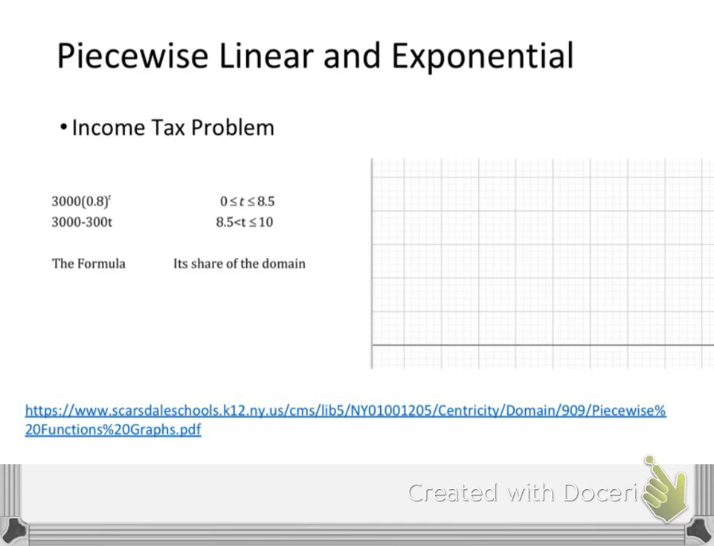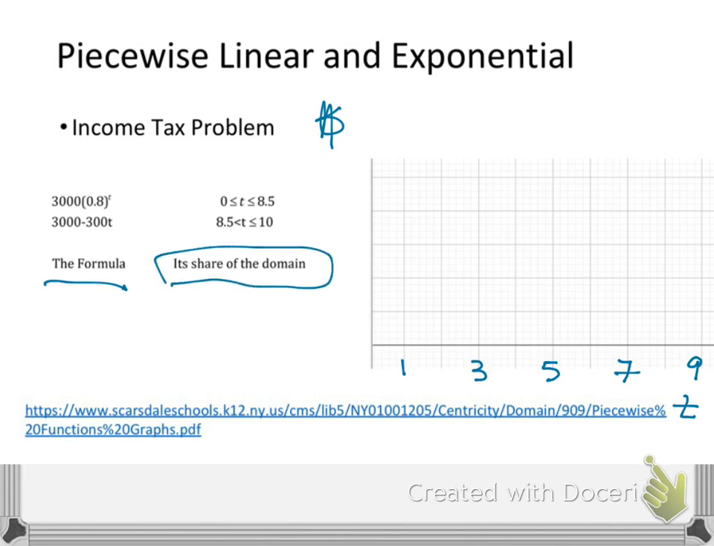So let's look at this, and again, we're going to have a hard time doing this. These are going to go up by 1, so I'm going to say 1, 3, 5, 7, and 9. Let's just go up to 9 because that's all I can really see on my grid right here. This is going to be time down here. This is going to be money up here. Here's your formula above, and here are the domain restrictions.